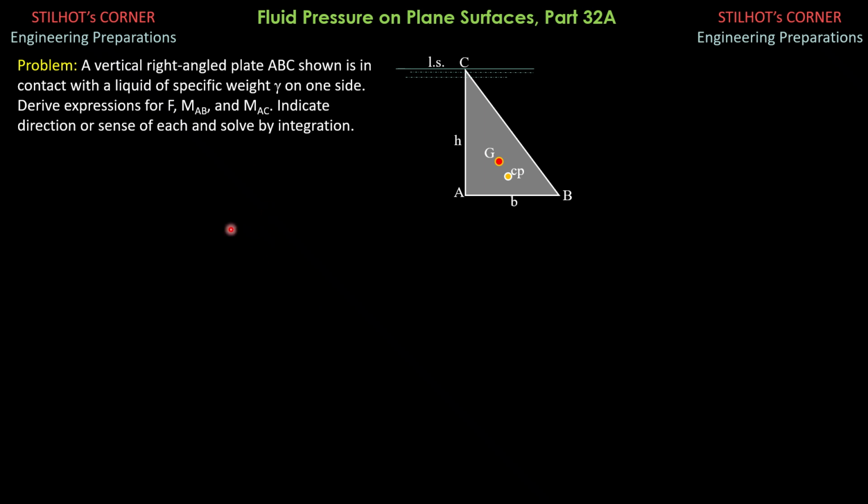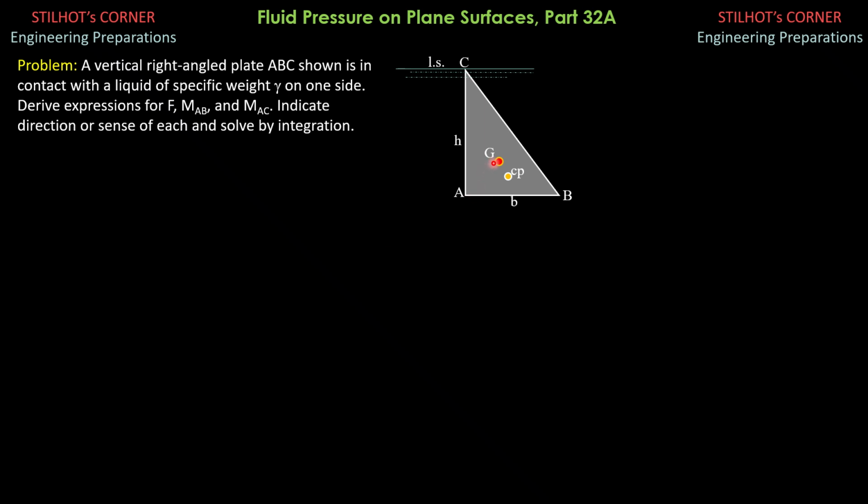So here is the figure. This is already solved in part 32. This is the alternate solution using integration. So a vertical right angle plate is in contact with a liquid of specific weight gamma on one side. Derive expressions for F, moment about AB, and moment about AC. Indicate the direction or sense of each and solve by integration.